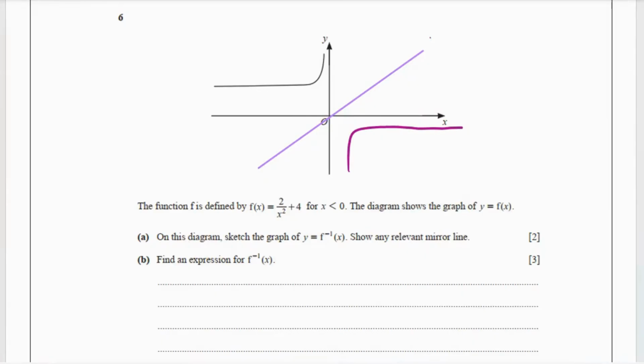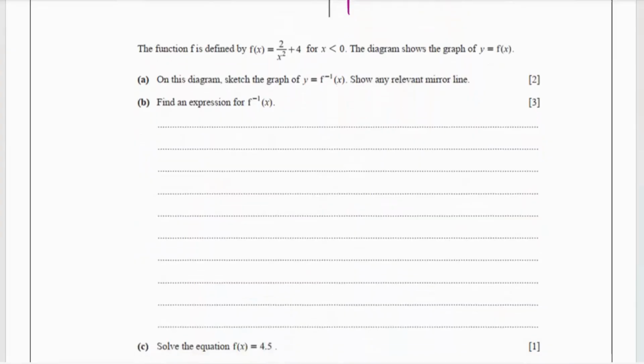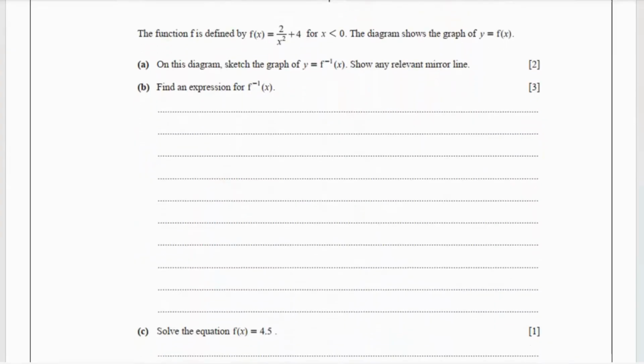Because it's a reflection in the y equals x line. So you reflect it, and this graph comes over here in the opposite quadrant. Then find an expression for f inverse of x.